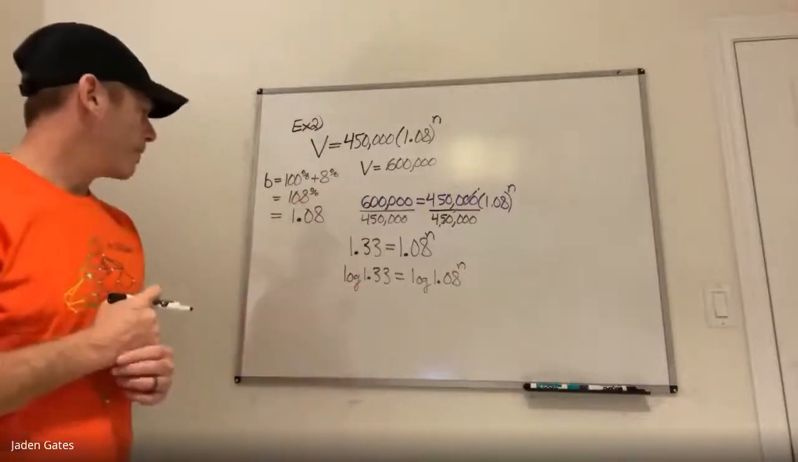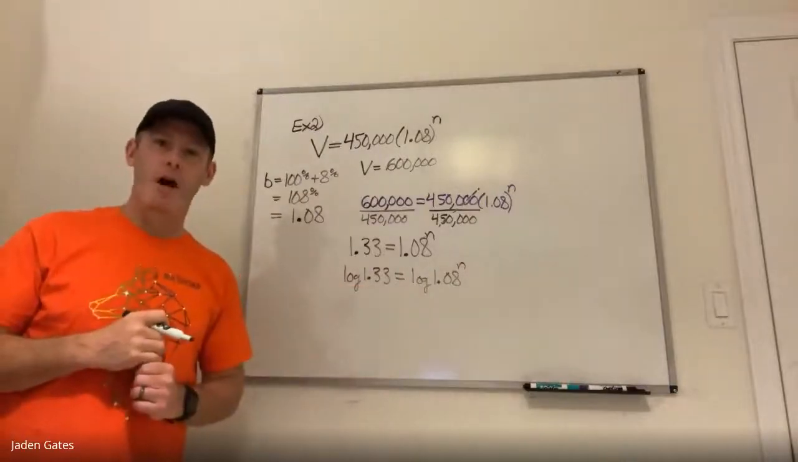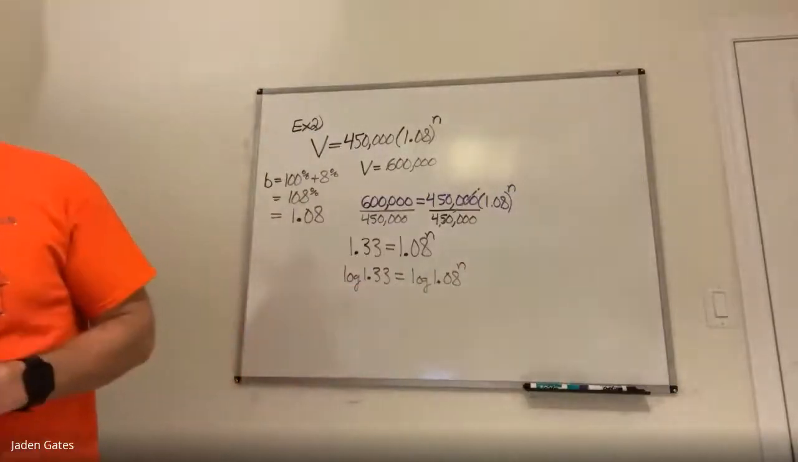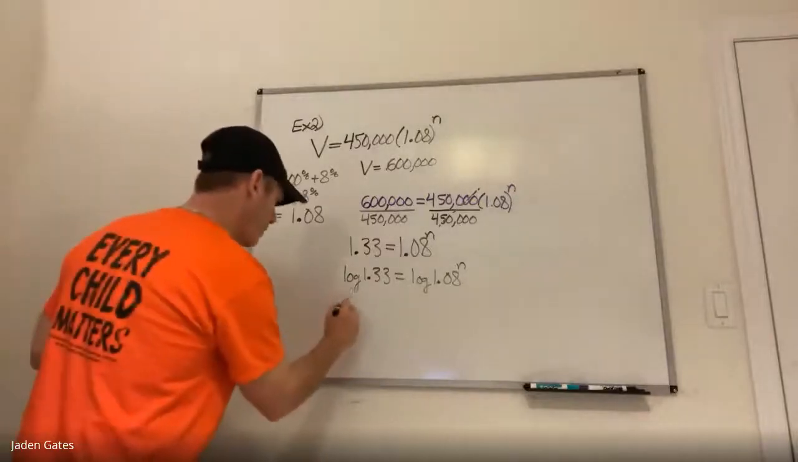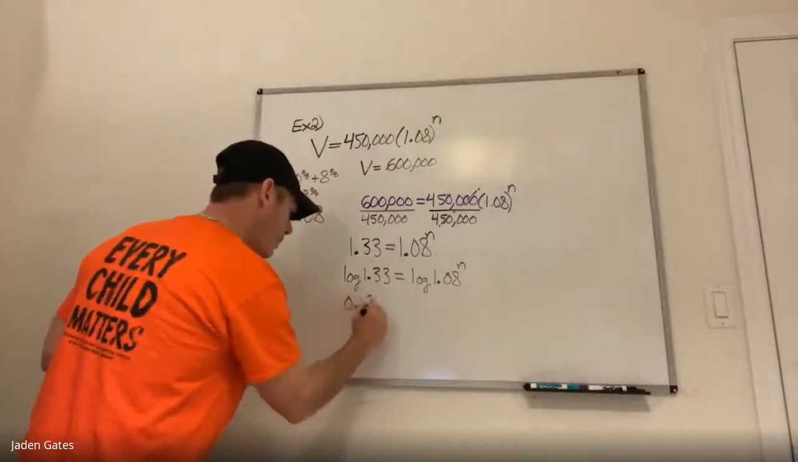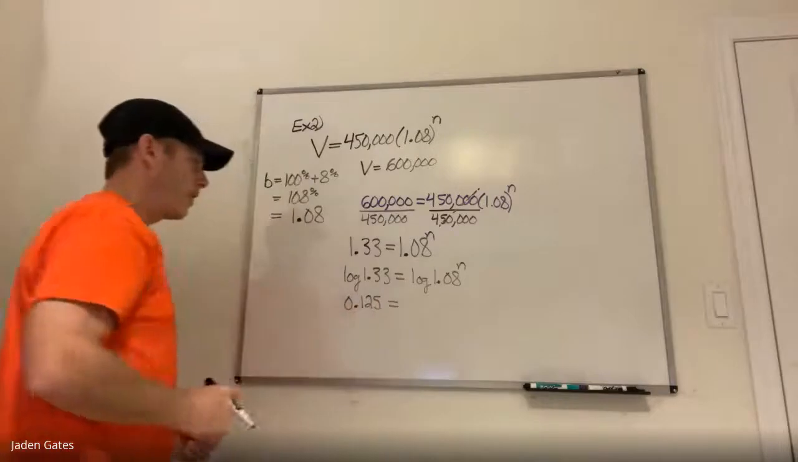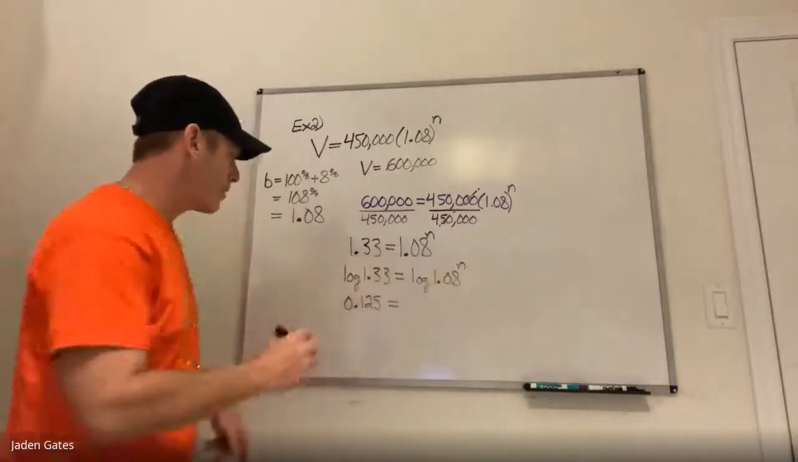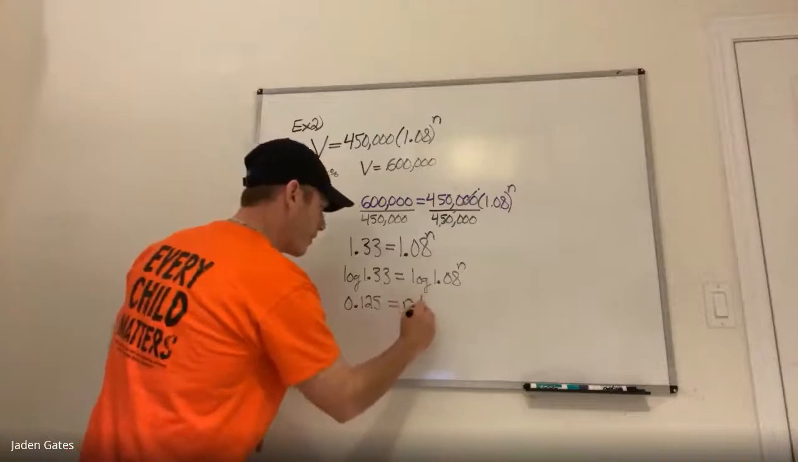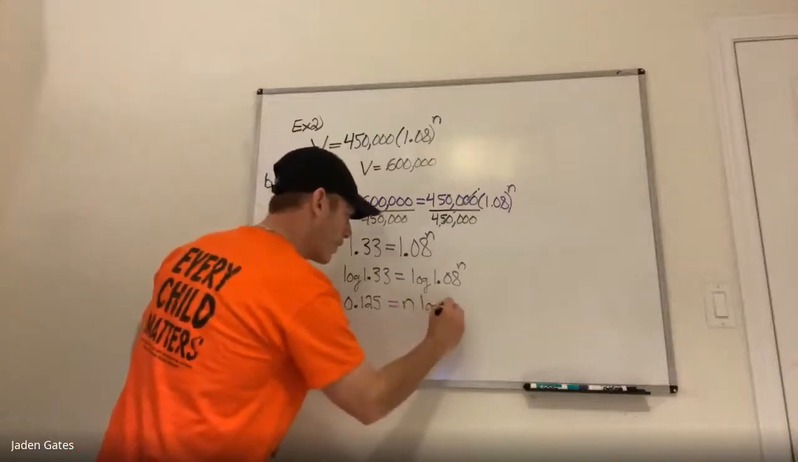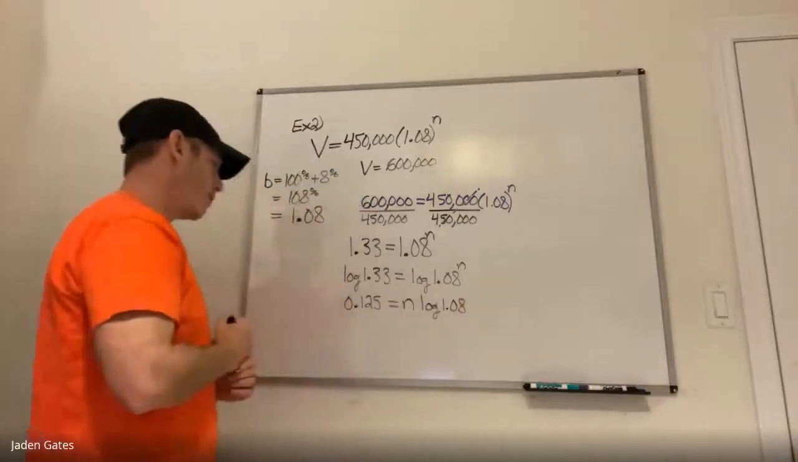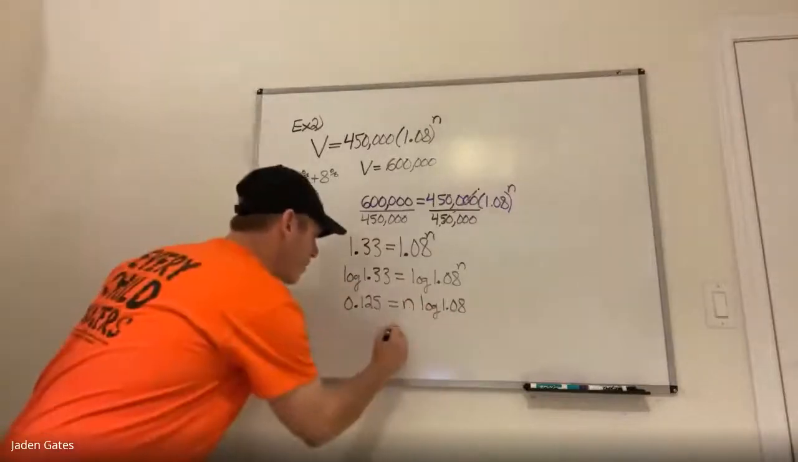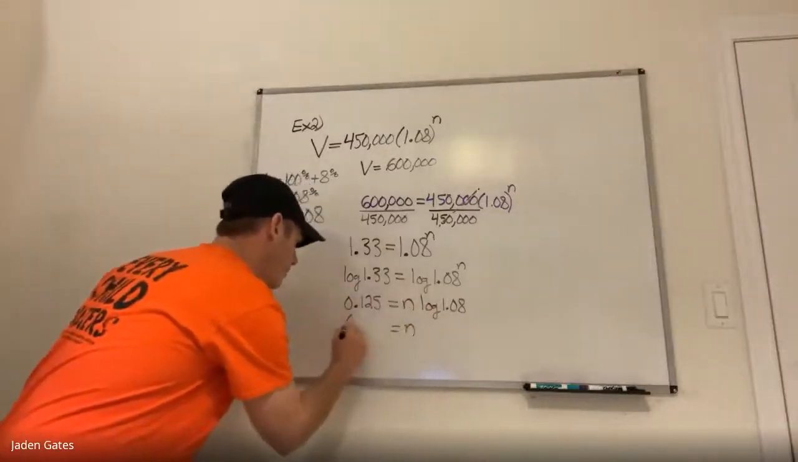The log of 1.33 is a number, and if I type that in, I'm getting 0.125. Again, I'm going to use my log rule. That's the whole point of why I use the logs. I'm going to bring my n down in front. So then I have n times the log of 1.08. That's a number, so I'm going to solve for that number.